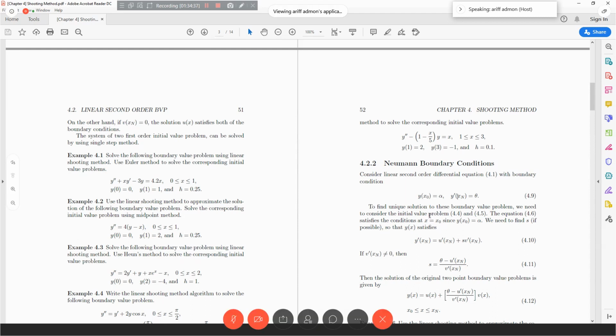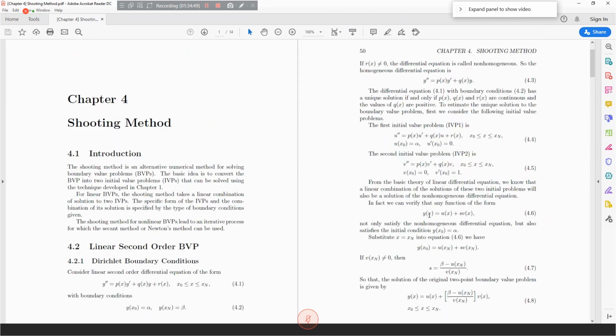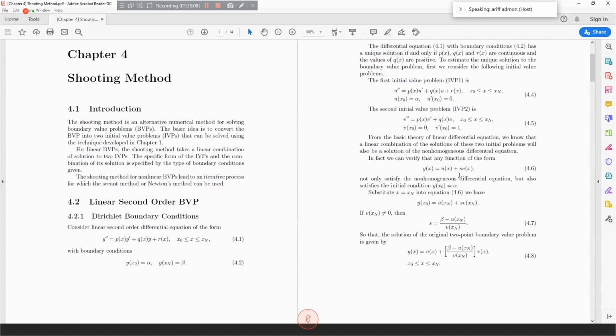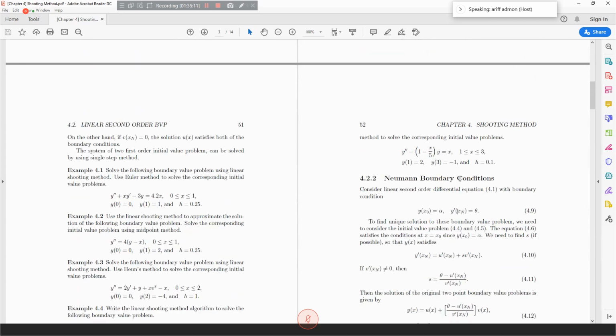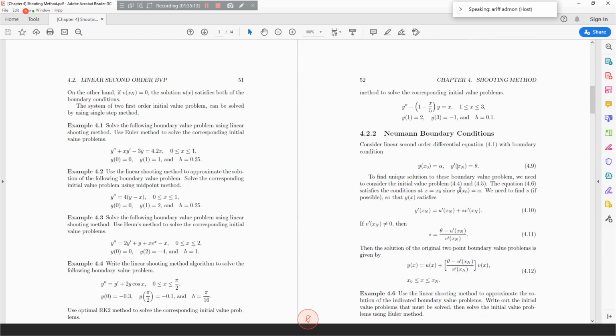You will reduce it into two different IVPs, IVP1 and IVP2, similar to what you have in your Dirichlet boundary condition. Same consideration: IVP1 with R(x), IVP2 without R(x). The values should be similar: u(x0) should be equal to alpha, from your first boundary condition, u prime equal to 0, v(x0) equal to 0, v prime equal to 1. Same conditions, and then you solve until you get the solutions of IVP1 and IVP2.